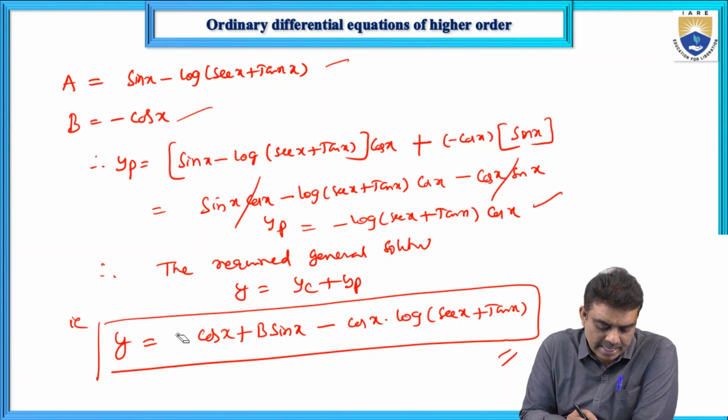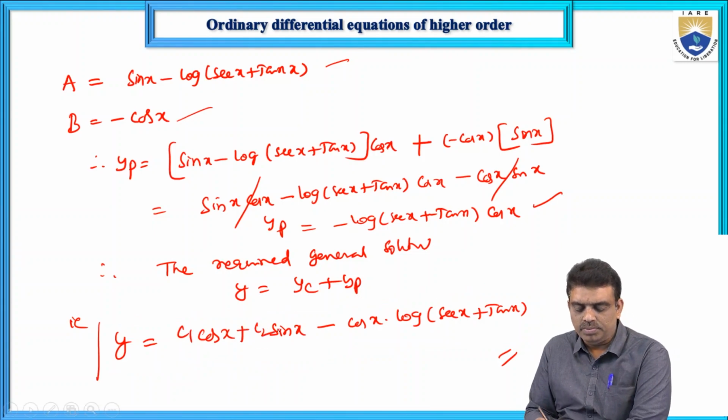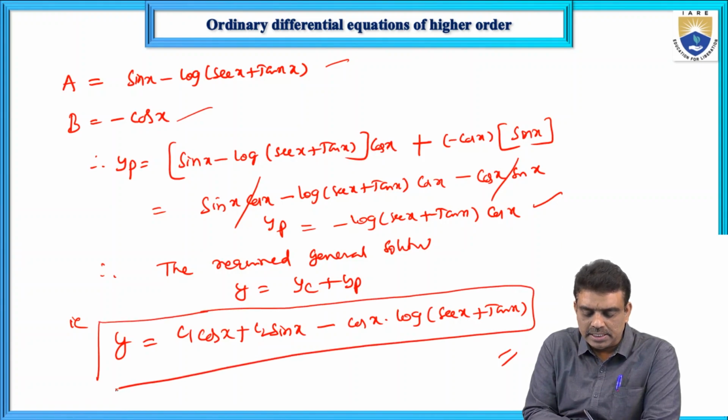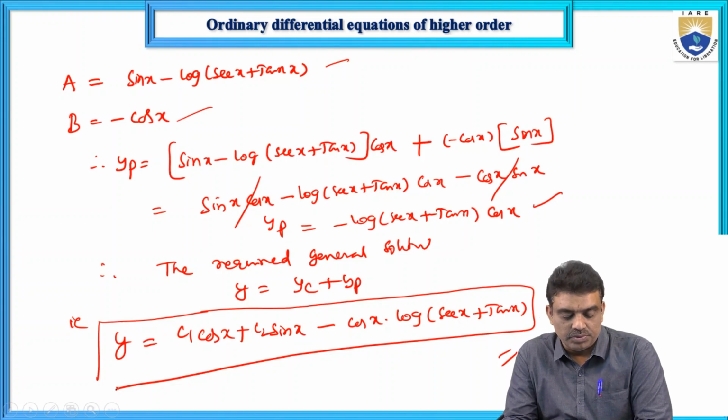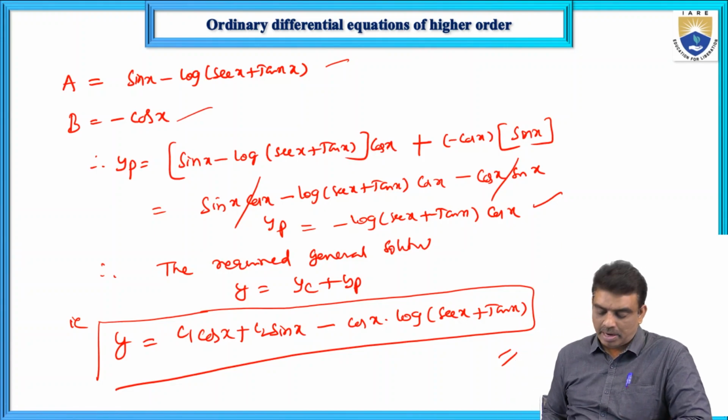And I can write a and b, or I can write c1, c2, because I have already written these two values as c1 and c2. So, c1 cos x plus c2 sin x minus cos x into log secant x plus tan x, which is the required solution by using the method of variation of parameters.